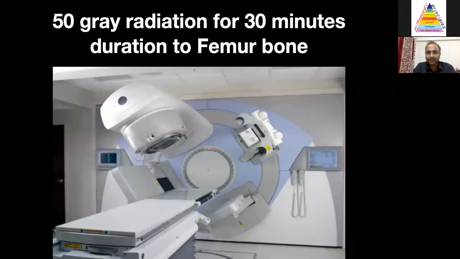The dose is important to remember: 50 grays radiation is given, and the duration of radiation is 30 minutes. So this is important. 50 grays radiation for 30 minutes duration. So this is a very high dose of radiation.